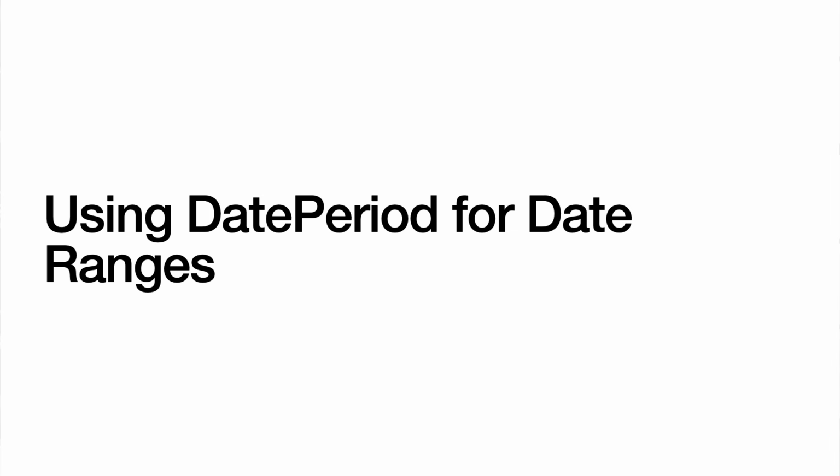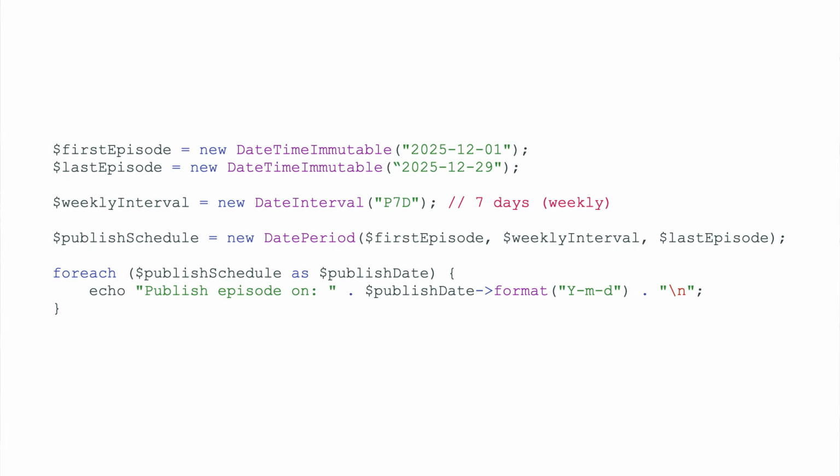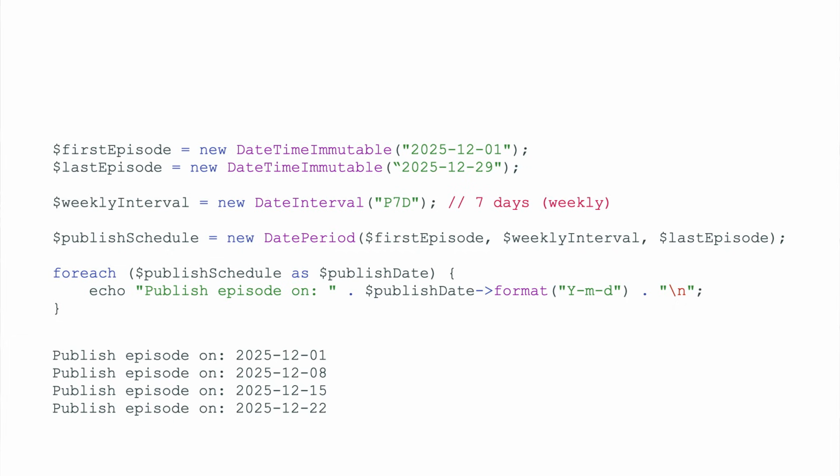Now, when we're using the DateTime classes in PHP, we get to unlock fun things like the DatePeriod class, which is an incredibly powerful way to generate sequences of dates and times. Common use cases include generating calendars or scheduling recurring tasks. And here's how to generate a weekly podcast publishing schedule. The example on the screen shows you how you can use the DatePeriod class to define a weekly podcast schedule for the month of December.